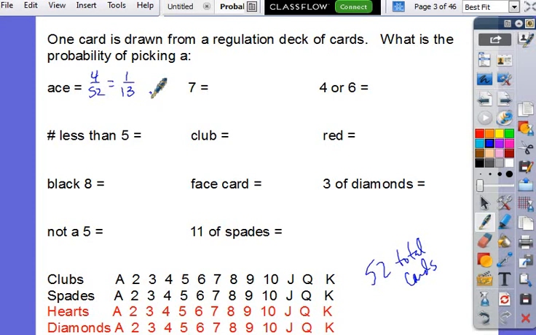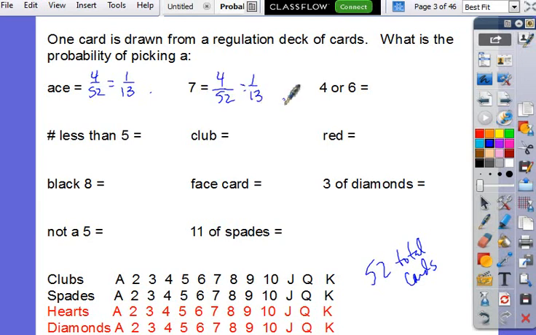All right, do the rest of those right there. Let's see what you can do with them. All right, so I know that my bottom number is going to be 52 for all of these. That's my sample space. 7, how many 7s do I have? 4. So that's 4 out of 52, which is still 1 out of 13.